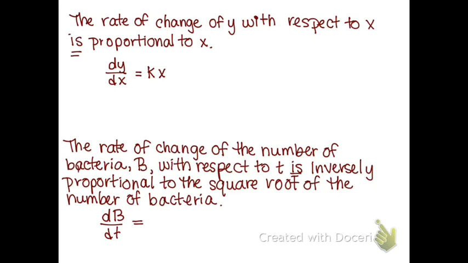So an inverse relationship is like the relationship 1 over x. Inverse means the variable is in the denominator. So if it's inversely proportional, that's still going to equal some constant k, but now it's times 1 over the square root of the number of bacteria. So inversely proportional tells us that it goes to the bottom. Okay, let's try one more.